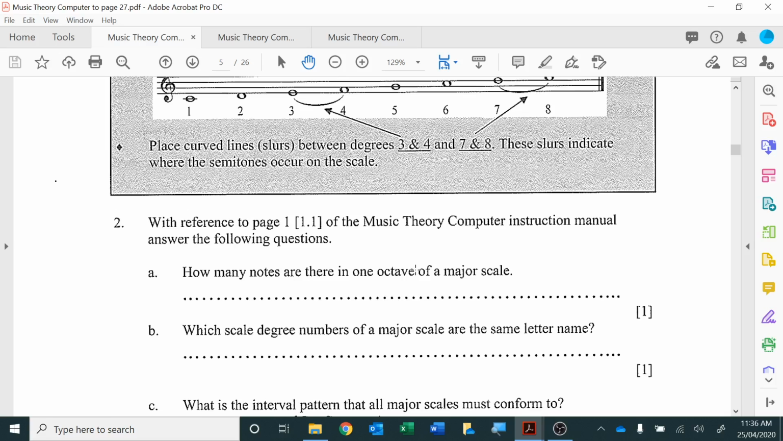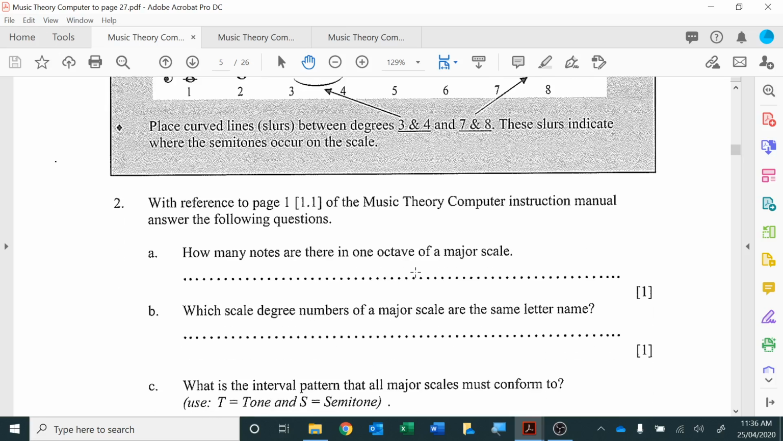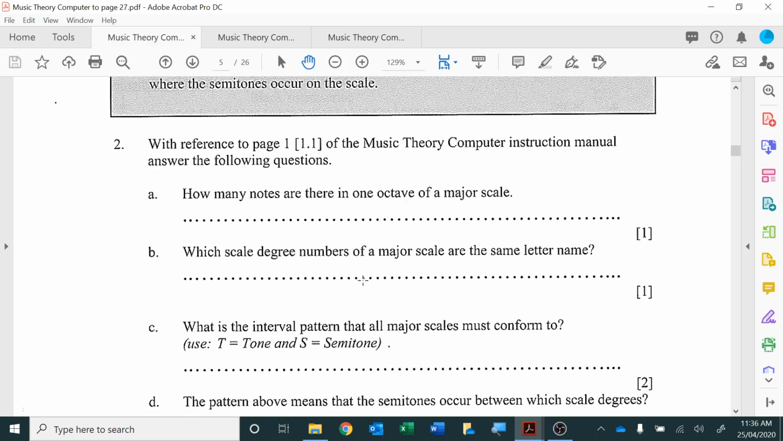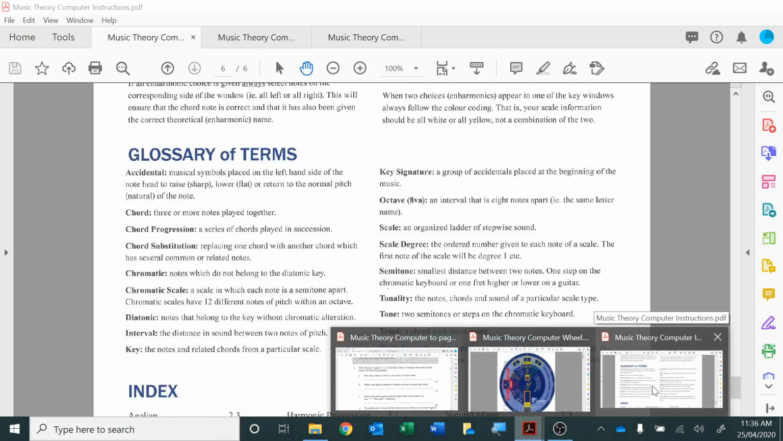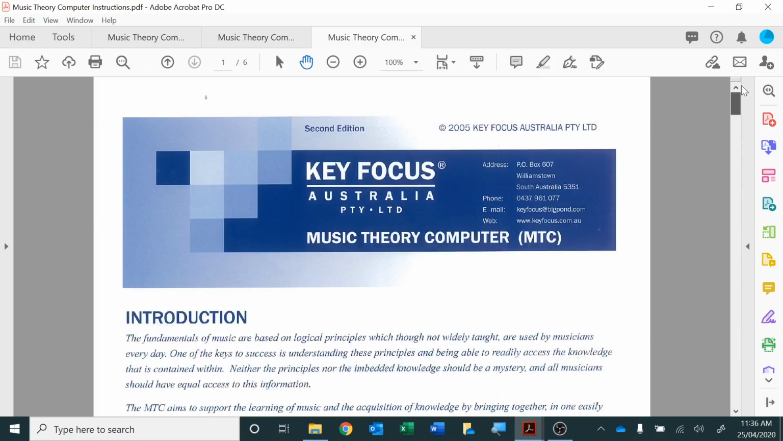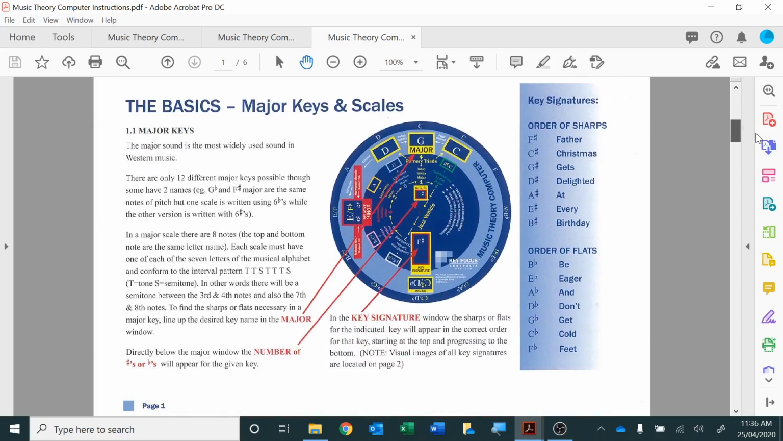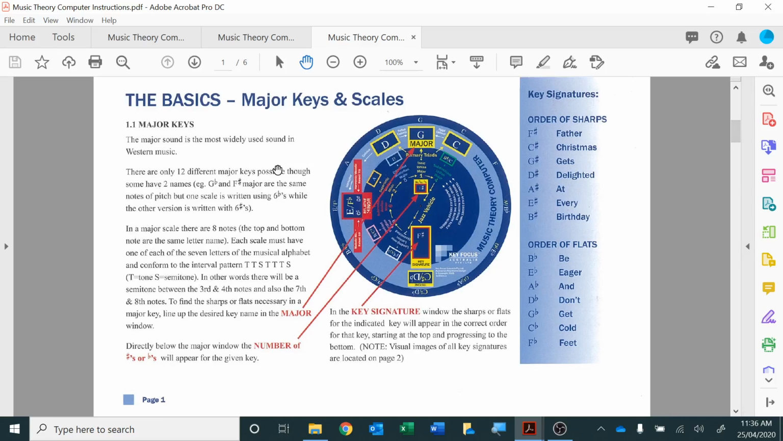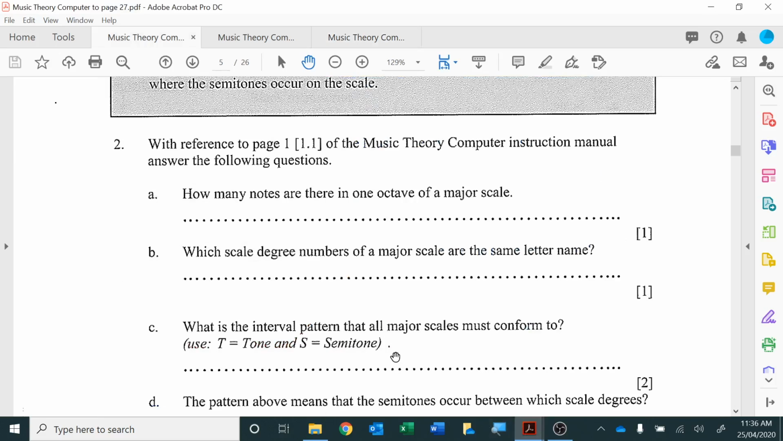With reference to page 1 of the Music Theory Computer Instruction Manual, answer the following question. So there's specific formats that they want you to put in. How many notes are there in 1 octave of a major scale? You can go to the instruction manual, page 1, and there are 12 different major keys. Search around, or you just count the numbers. I think I'm going to do that. So there are 8 notes in 1 octave of a major scale.